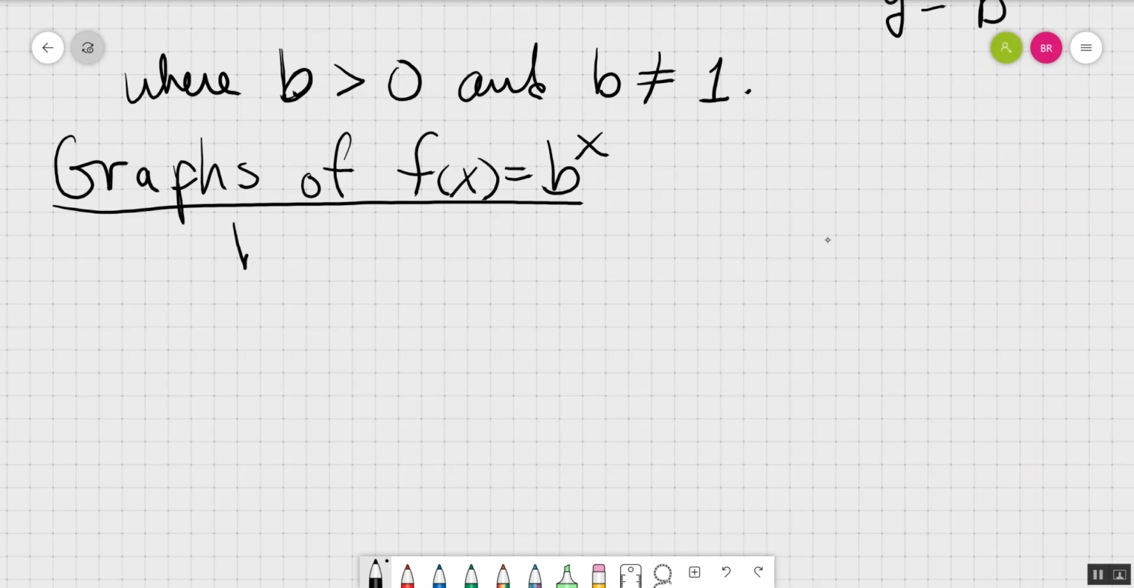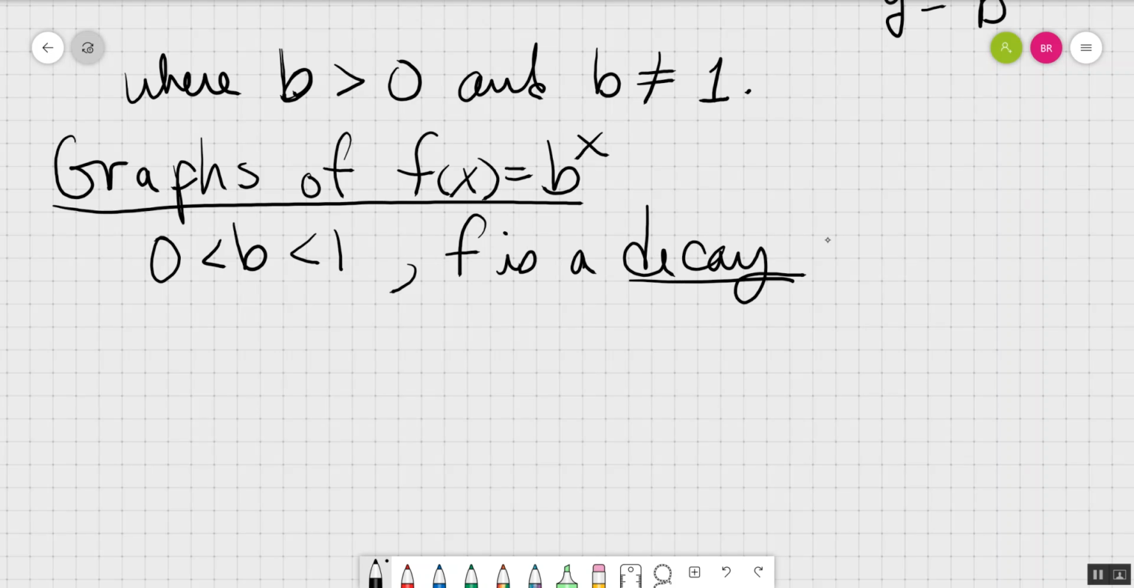So if b is between 0 and 1, then f is called a decay, and you'll see why when I do the graph. And when b is bigger than 1, we call f a growth.